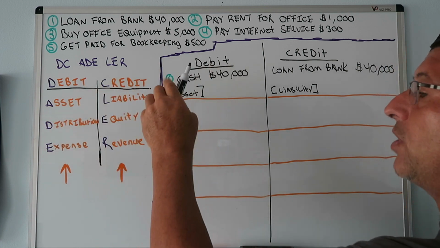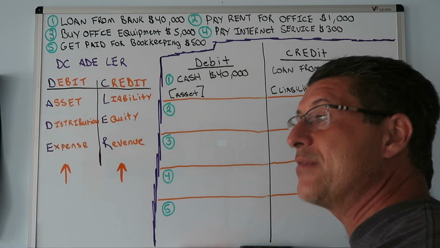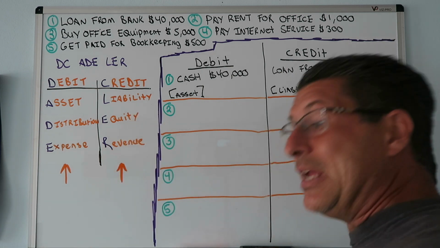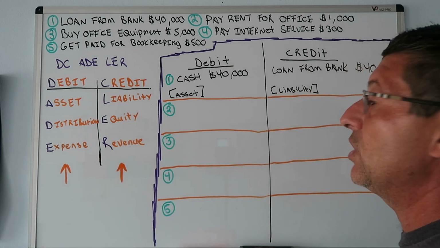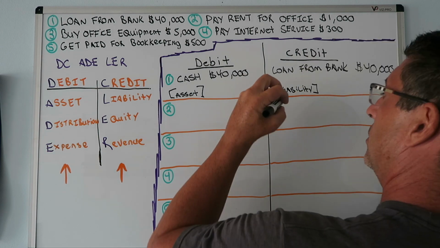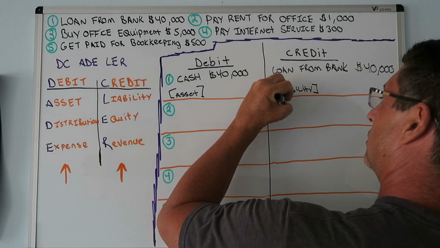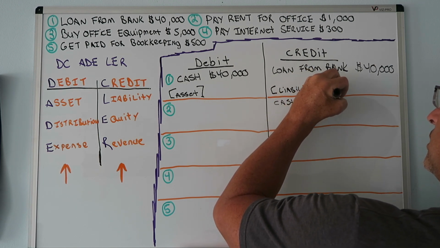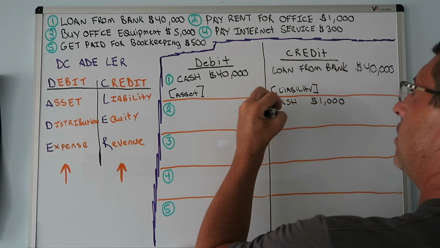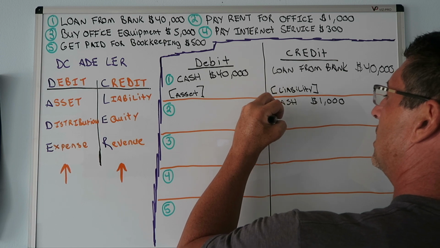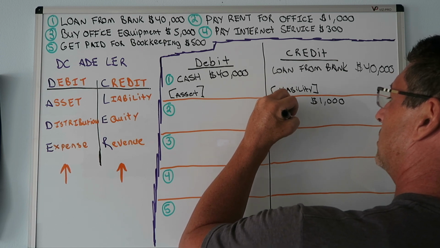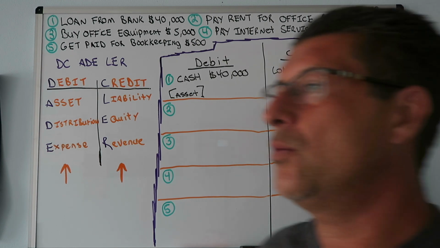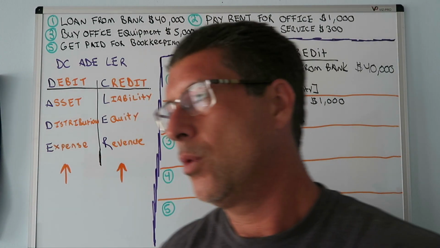But we're paying rent for office, so we're paying something. So we have our cash going out. We have our cash decreasing. So that's going to be a credit. So we're going to have cash of $1,000. And our second journal entry is going to be our credit. And we already know cash is an asset. So it's the debit. We're paying rent.